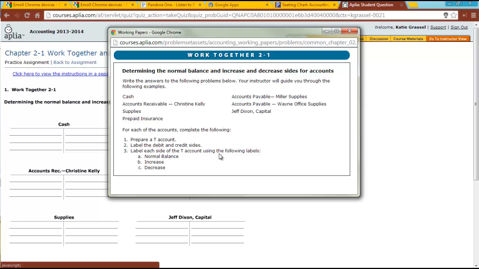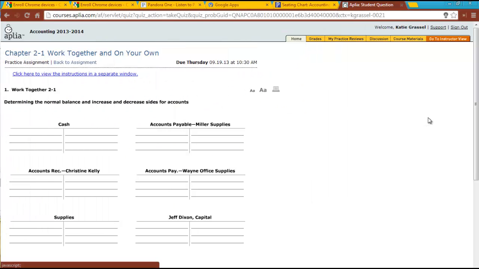Prepare a T account, label the debit and credit sides, label each side of the T account with the following labels. Normal balance, increase, and decrease. Again, on the board, I just wrote a plus and a minus, but if you typed in the letters IN, it would auto-populate for increase, or DE would auto-populate for decrease, okay? So they actually already created some of these accounts for us.